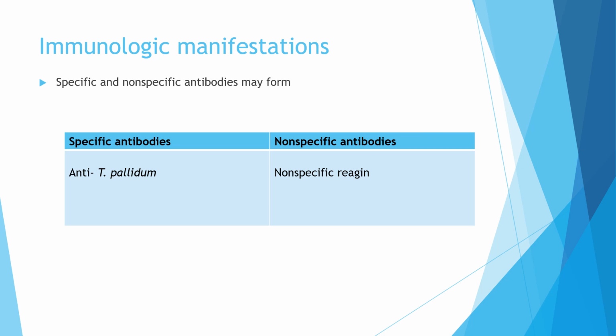Nonspecific reagent can be seen in VDRL, which stands for the Venereal Disease Research Laboratory Test. That's a test on cerebral spinal fluid, or the RPR test, the Rapid Plasma Reagent Test. This is a nonspecific reagent test that can actually be elevated in other diseases such as hepatitis and mononucleosis, but it's also going to be elevated in people that have syphilis.